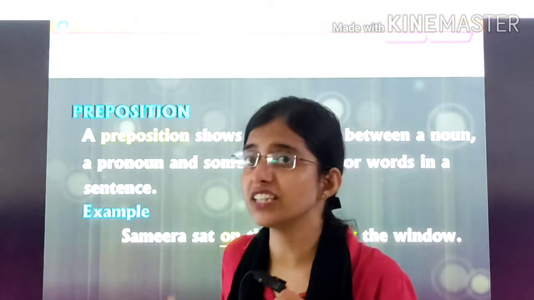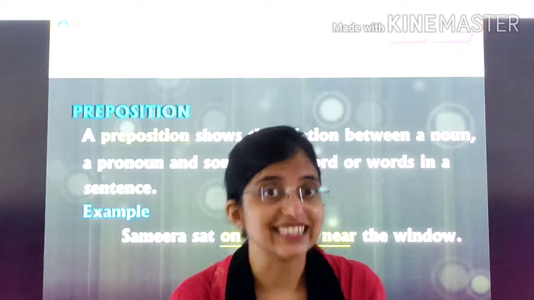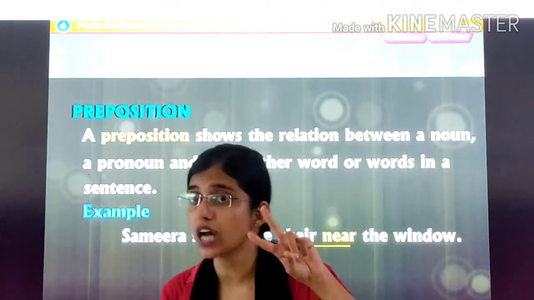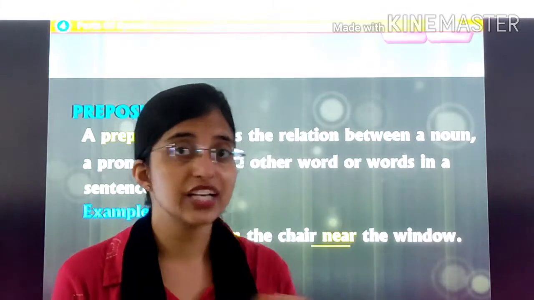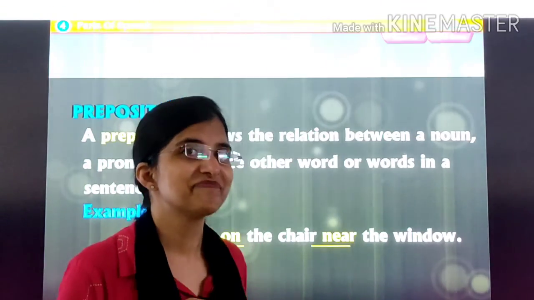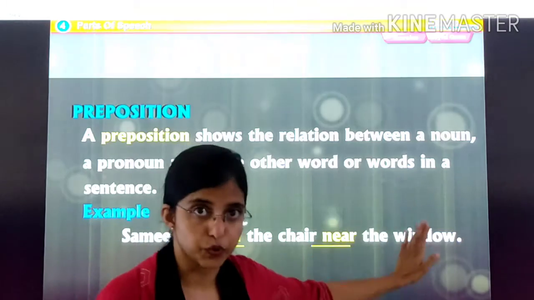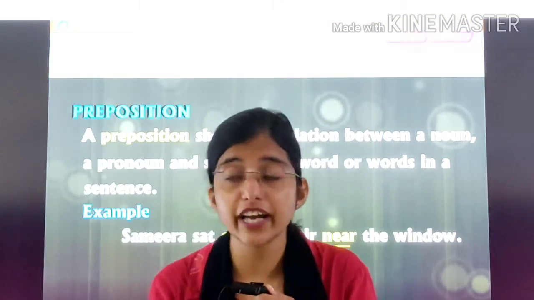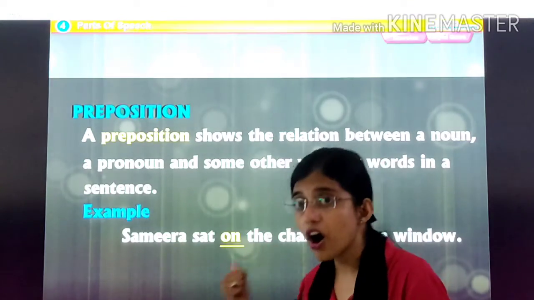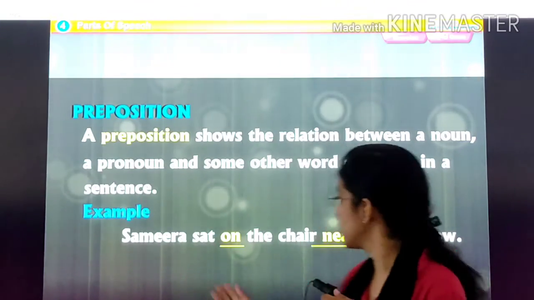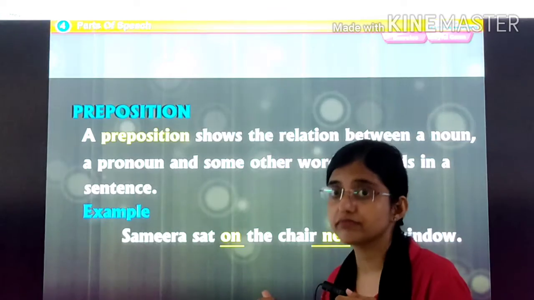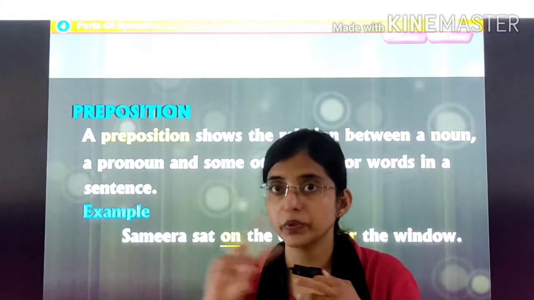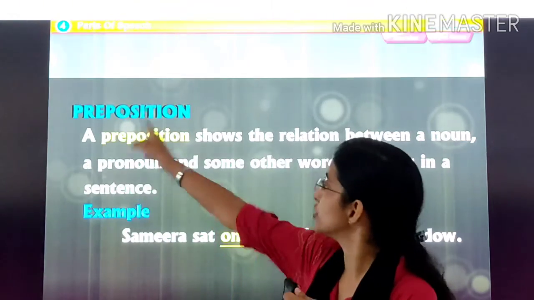Kitharthi, tell me, which is the noun here? Yes, it is Samira. Now, there are two more nouns here. Come on, Sia, try to identify the nouns here. Yes, it is chair and window. These are nouns. And see children, observe carefully: on is describing a relation between Samira and chair. Samira sat on the chair. So it is describing the relation between them. So on is our preposition.